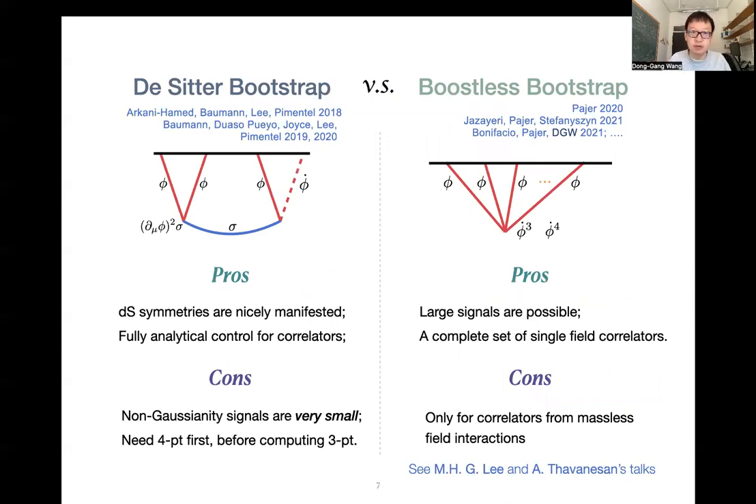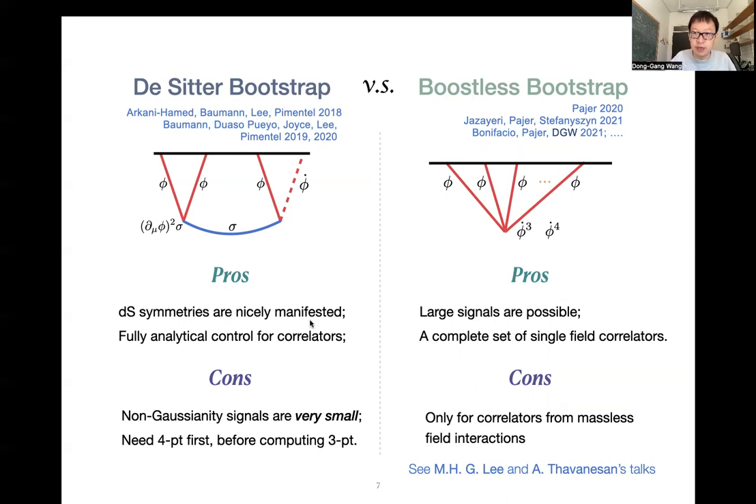The first one, the de Sitter bootstrap, was proposed by Nima Arkani-Hamed, Daniel Baumann, Hayden Lee, and Guilherme Pimentel back in 2018. So the basic idea is to look at the theories of interactions with the full de Sitter symmetries. For example, we could look at this massive exchange diagram, and the interaction here is this de Sitter invariant one, this ∂μφ² σ. So in this approach, the de Sitter symmetries are nicely manifested.